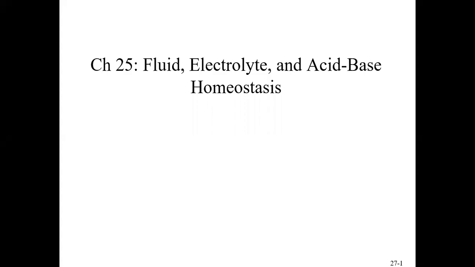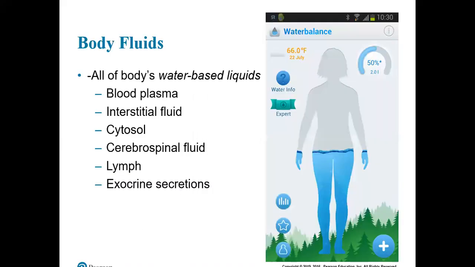Chapter 25, we're going to be looking at three main topics, all dealing with homeostasis. One of the topics is fluid balance, or fluid homeostasis. We've actually seen this throughout the course, beginning with chapter 16 on the endocrine system, but we'll look at a few new things here as well. Electrolyte balance, and then acid and base balance. So let's begin by looking at fluid balance.